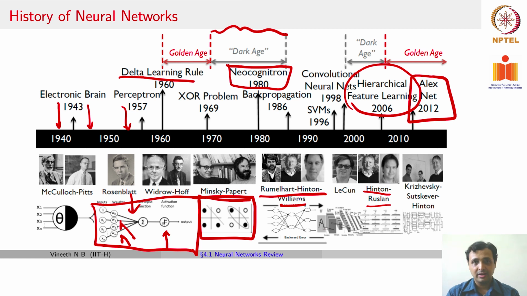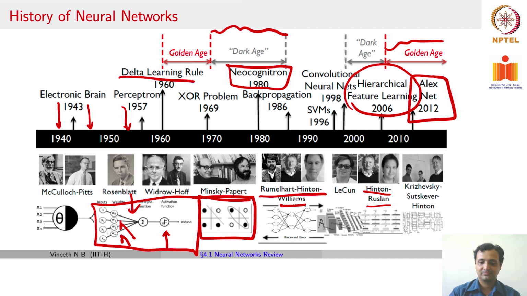Since then, every year's winner of the ImageNet challenge has been a deep neural network. Not only the ImageNet challenge, but even other benchmark challenges in vision have largely been dominated by deep neural networks. And that has led to the golden age for deep neural networks, which we hope to see over the rest of this course.